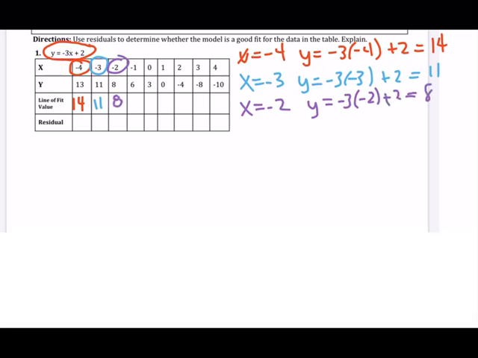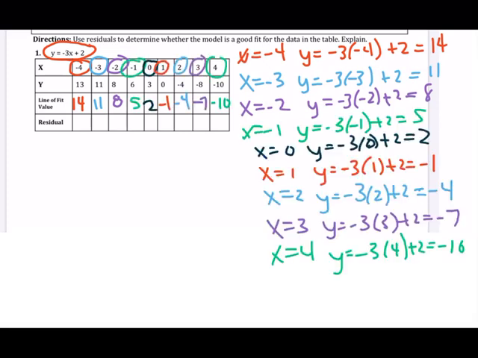Why don't you go ahead and pause the video and work through the rest of the values in this table, just plugging each of these x values into your equation to find the y value on the line of fit. All right, so here is the table all the way filled in. Please pause the video and make sure you have all of those same values. And I showed all of that work over here off to the side for you to see those values when I plugged the x into y equals -3x plus 2.